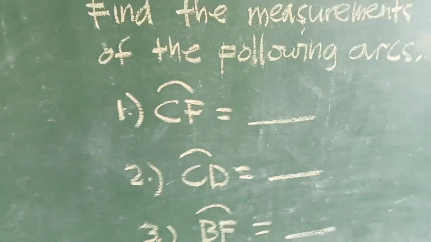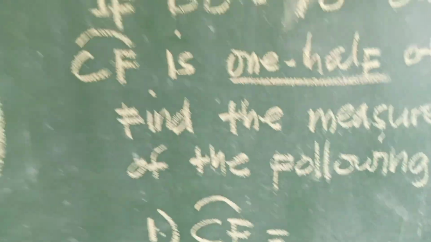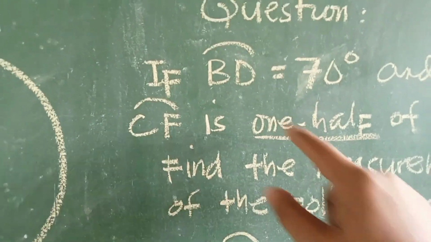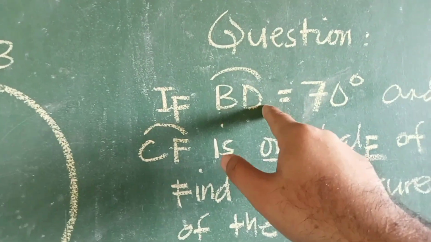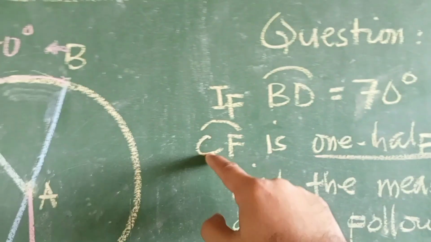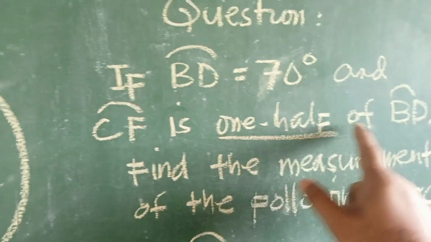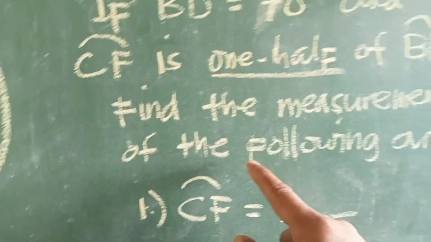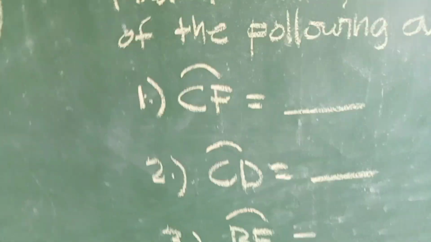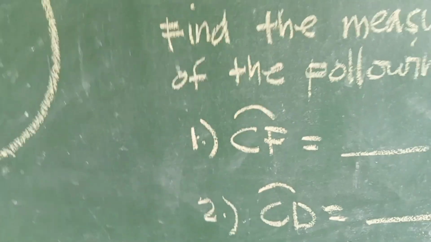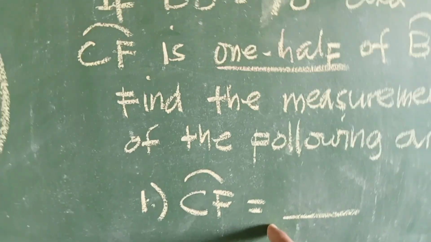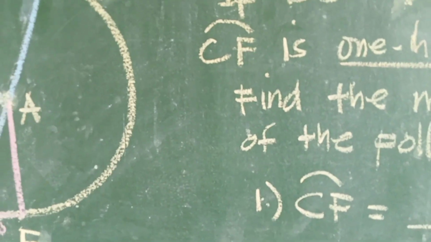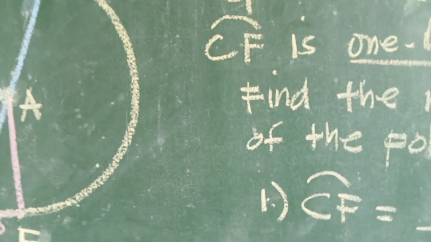Welcome back. Again, from the previous, if arc BD equals 70 degrees and arc CF is 1/2 of arc BD, find the measurements of the following arcs. Let's begin with arc CF to find its exact measurement in degrees. Again, an arc is measured in terms of degrees.